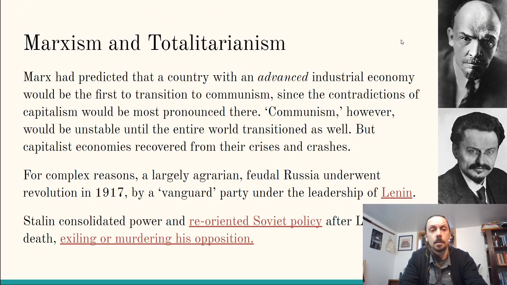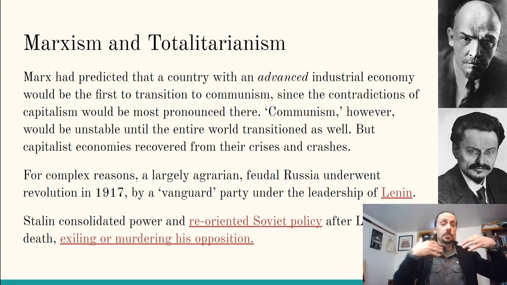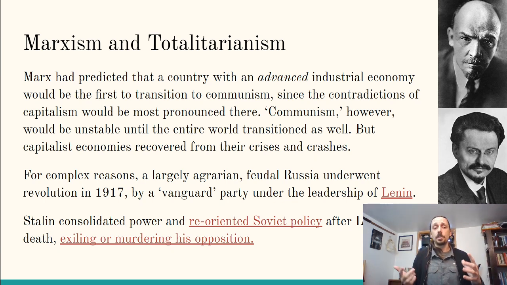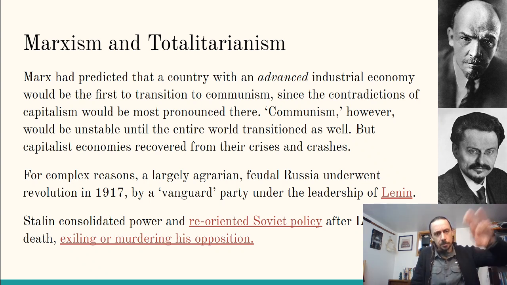Let me just skip ahead a couple slides here. So Marx says, look, a country with an advanced industrial economy that is near post-scarcity would be the first to transition to communism because the contradictions of capitalism would be most pronounced there. But that's obviously not what happened. Capitalist economies recovered from their crises in the 30s and 40s. In fact, every time there's a recession or a crash, we kind of recover.